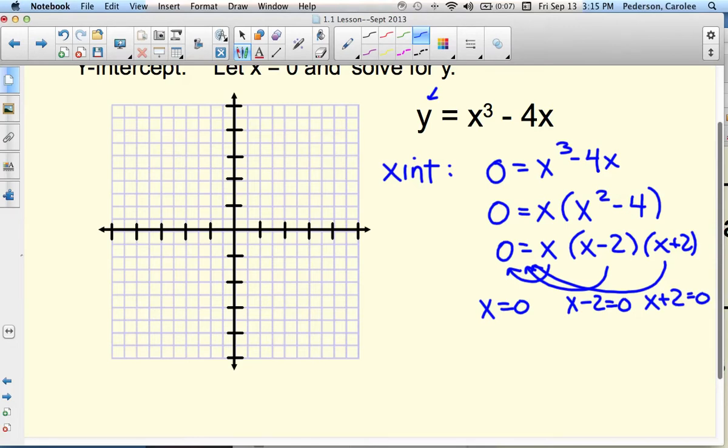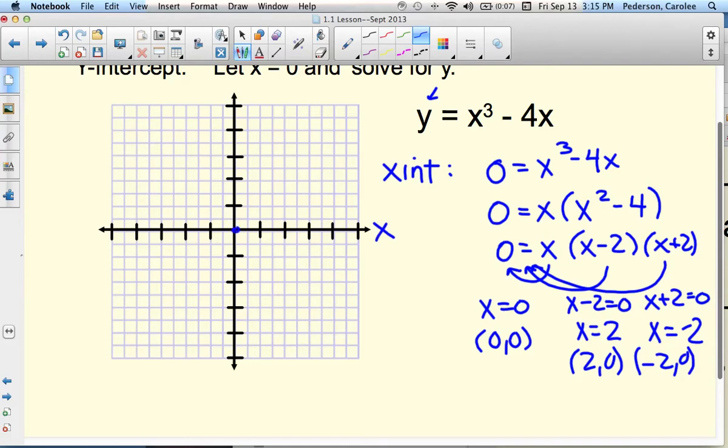Now we solve them for x. Well, the first one already is solved, so that's going to be the ordered pair (0, 0). The second one we want to solve for x, so we add 2, so that's the ordered pair (2, 0). And then the last one, subtract 2, so that's the ordered pair (negative 2, 0). So if we were to graph it on the x-axis, we would have ordered pairs here at (0, 0), at (2, 0), and at (negative 2, 0).